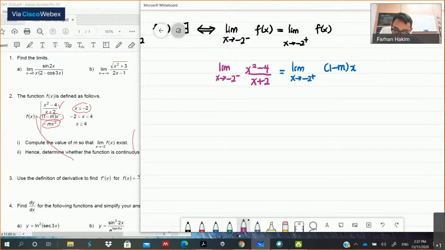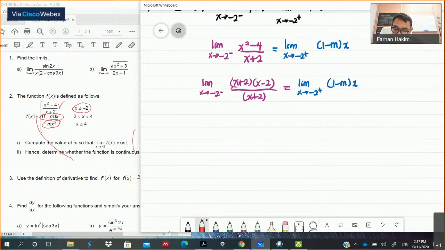So we'll have something like the limit as x approaching negative 2 from the left of x squared minus 4, which will be factorized as (x plus 2)(x minus 2). The x plus 2 at the denominator, we are not doing anything. For this part, let's just copy it. Now we can cancel, so we are left with the limit as x approaching -2 of x minus 2 only.